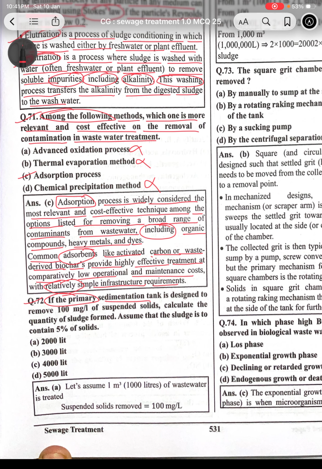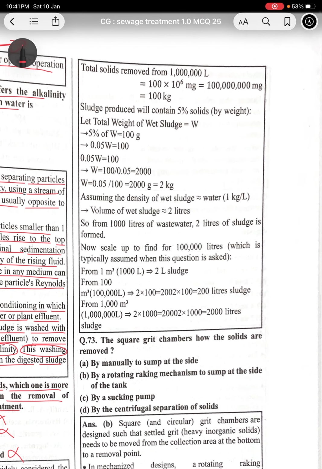If the primary sedimentation tank is designed to remove 100 mg of suspended solids, calculate the quantity of sludge formed, assuming the sludge contains 5% solids. Let us assume 1 meter cube, that is 1000 liters of wastewater, is treated. Suspended solids removed are 100 mg per liter. For 1 lakh liters, total solids removed are 10 into 10 to the power 6 milligrams.